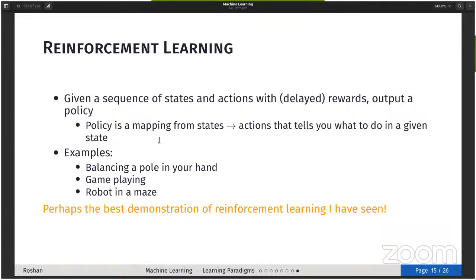And so what I ultimately want to learn here is something called a policy, a mapping from states to actions. I want to know the best possible way to go to that snack. That's what reinforcement learning deals with.